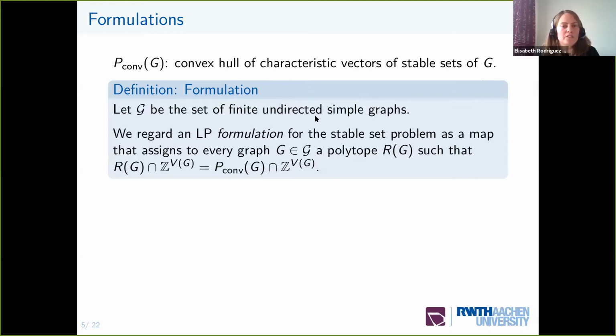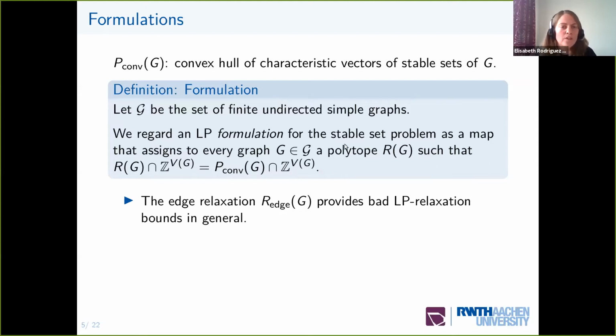Now we will consider other formulations. So we will regard an LP formulation for the stable set problem as a map R that assigns to every finite and directed simple graph G a polytope R of G, such that this polytope contains the same integer points as the stable set polytope, so that it contains the characteristic vectors of stable sets.